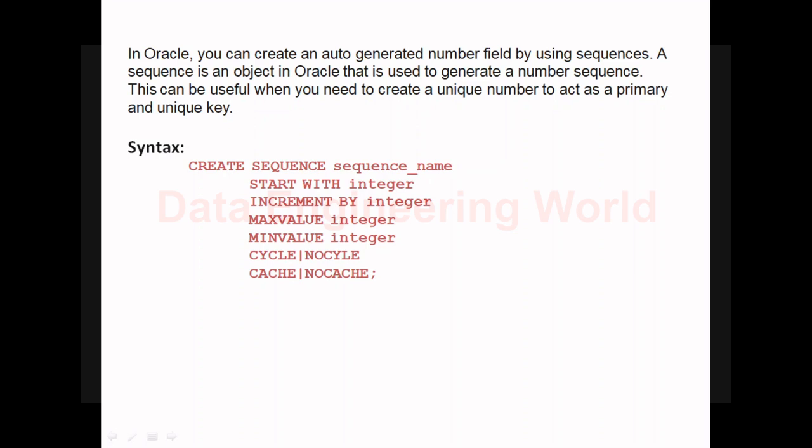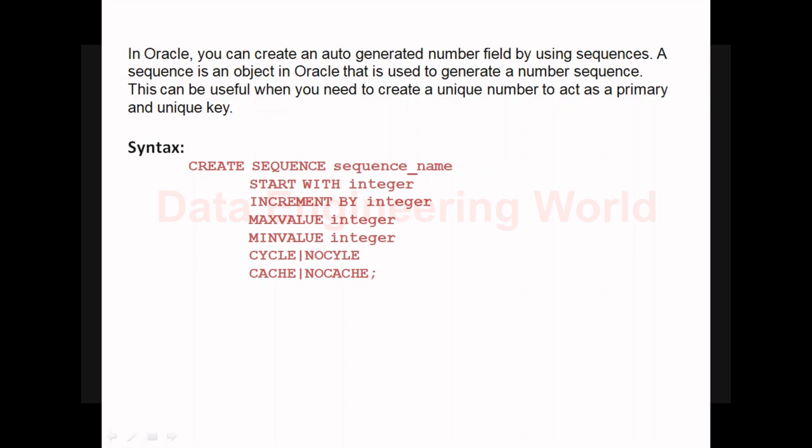Then we also need to mention how much it should be incremented by, under the increment by keyword. Then we can mention the max value and the min value for the sequence. Then we have the keyword cycle or no cycle. If we mention cycle, it repeats the number again once it reaches the limit.